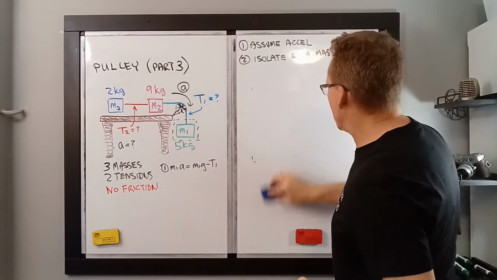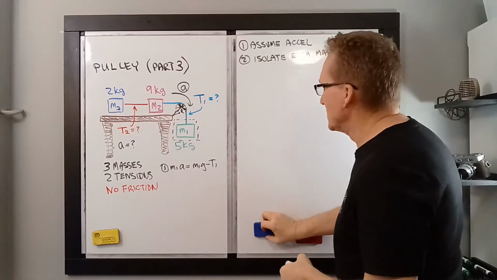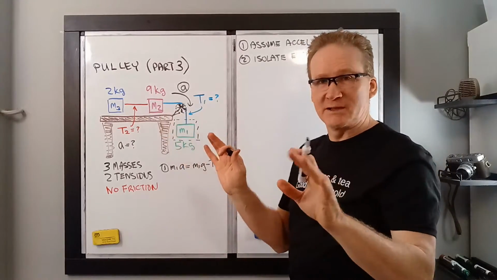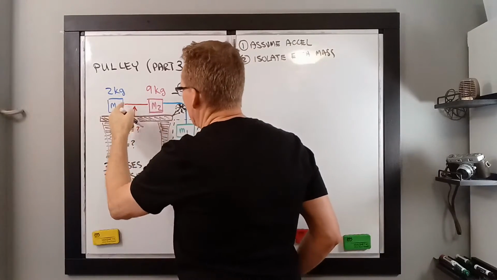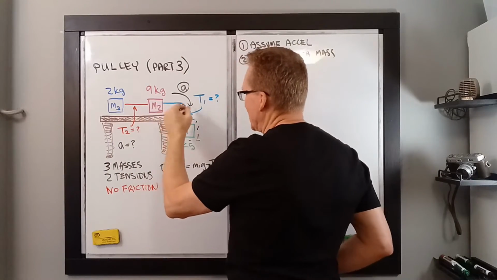We can erase this here, and I'm going to draw up now the second box right up here. Actually, I'm going to do something a little different. Instead of just isolating the second box here, because remember, we're looking for this tension here.